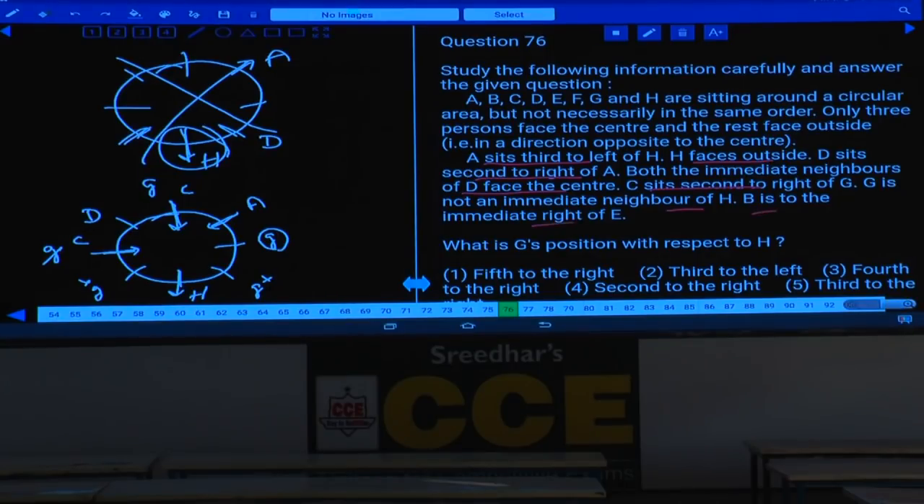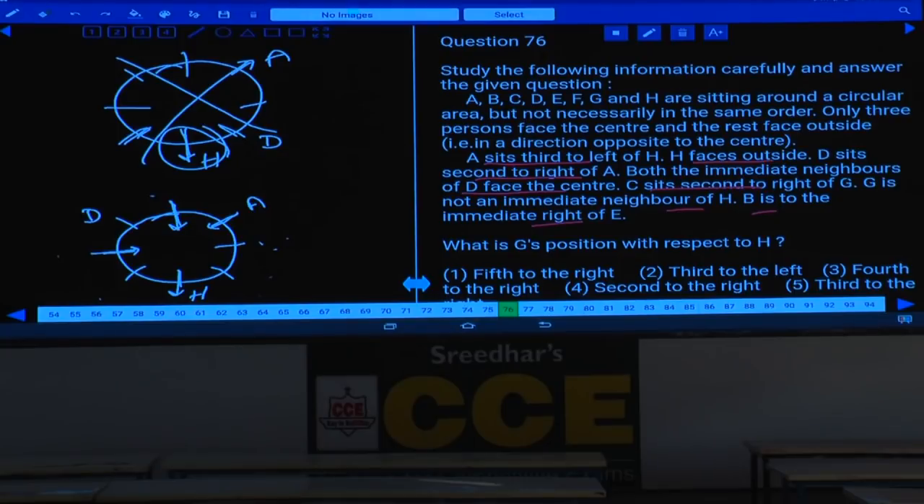And B is to the immediate right of E is given. As B is to the immediate right of E, hence this B and E must be together. As this B and E must be together, tell me where can this B and E be? Now earlier we had discussed the possibilities for this G. Tell me what are the different possibilities we have for this G.